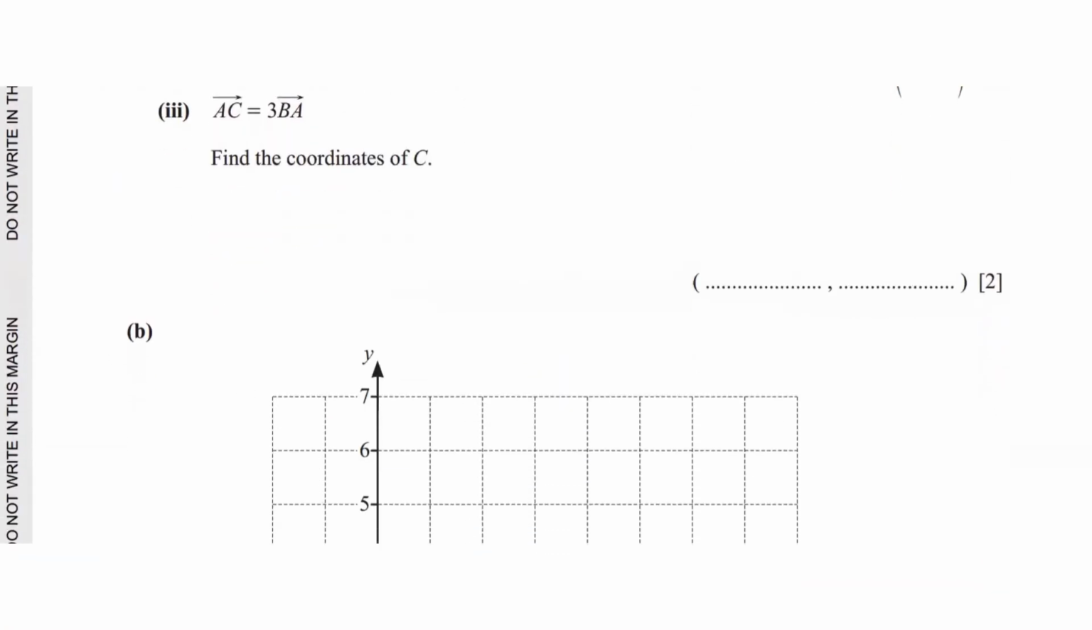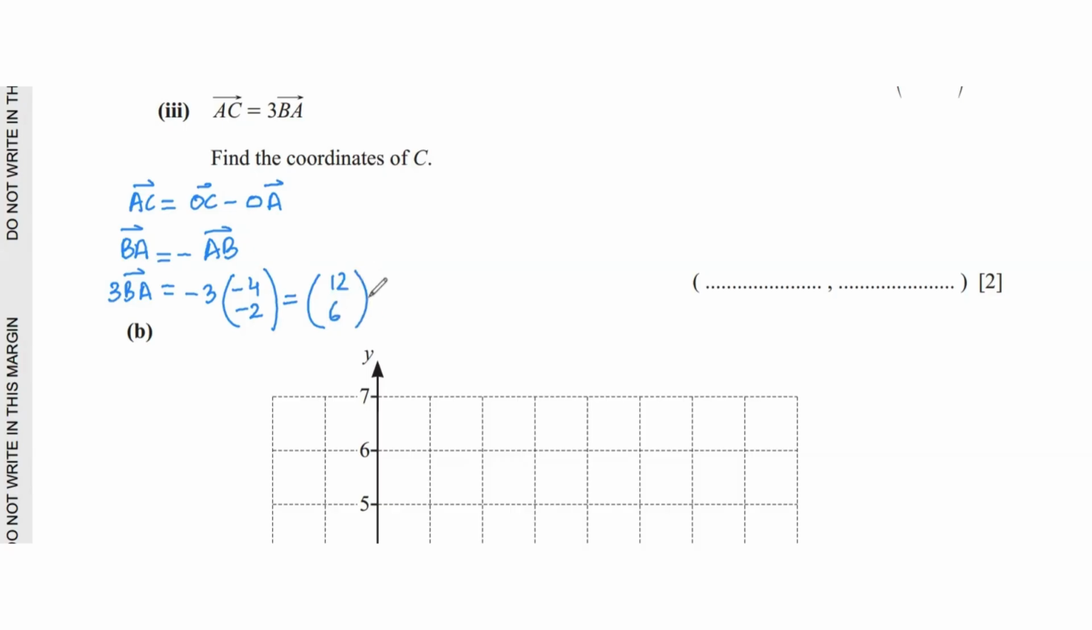Then it says AC is thrice of BA. Find the coordinates of C. So AC is going to be OC minus OA, and BA is going to be the opposite of AB. And AB is what we've already found in the previous part. So 3 times BA means -3 times (-4, -2), which equals (12, 6).